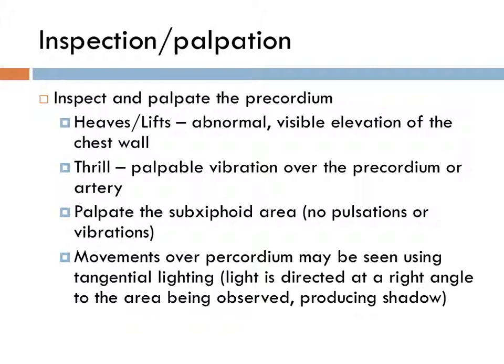You're going to notice if you feel any disturbances or anything other than a normal pulsation when you're palpating. When you're auscultating, you're going to be listening for the bruit. You can also use something when you're looking at the pericardium and trying to observe any elevations of the chest wall, called tangential lighting. This is lighting that produces a shadow over the area being observed so you can focus in on it a little better.